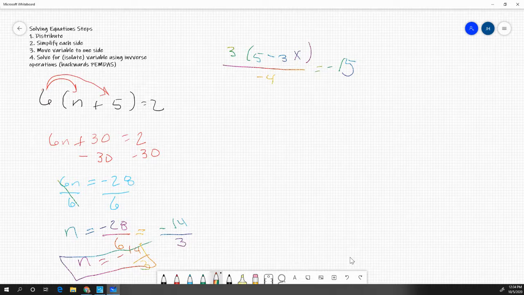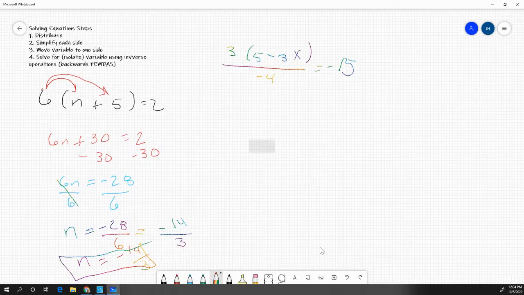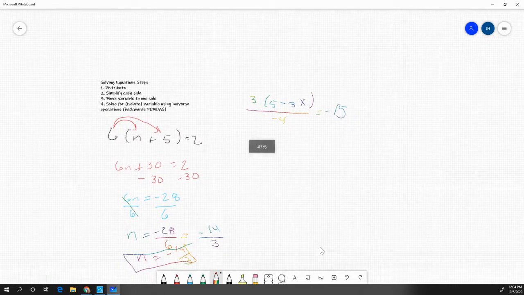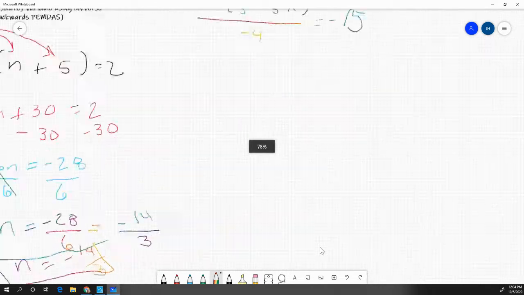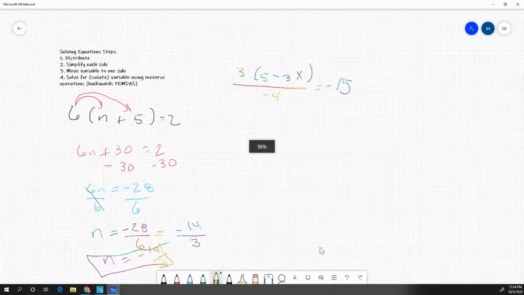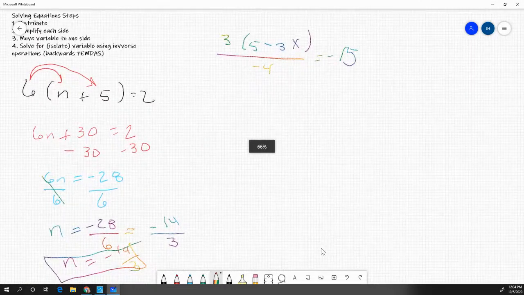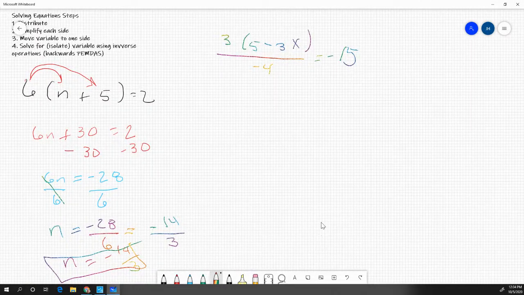We're going to follow the similar rules, right? First thing we're going to do is our distribution. Let's make it big. Not that big, but we're going to distribute. Rule number 1, distribute. So I'm going to take my 3 and multiply it times 5. And then I'm going to take my 3 and multiply it times minus 3x. And then we're going to rewrite the equation.